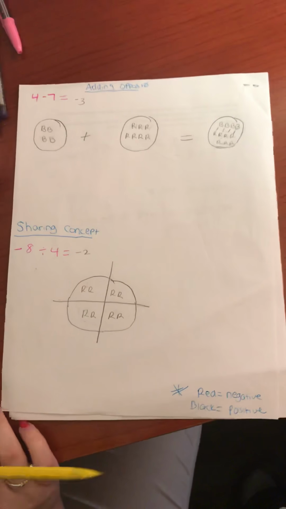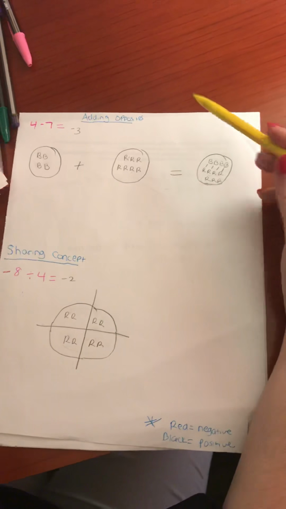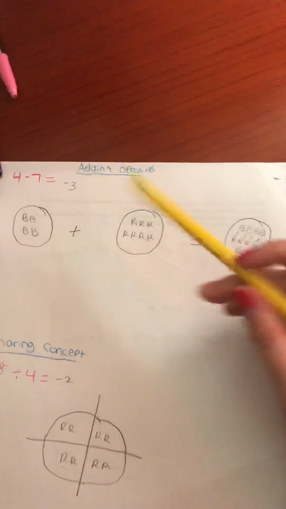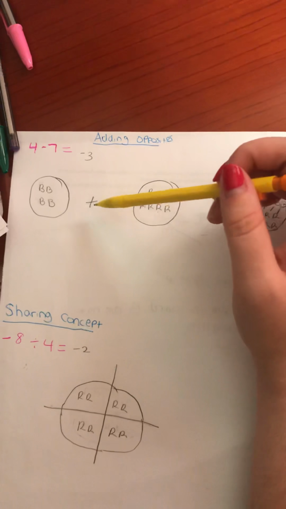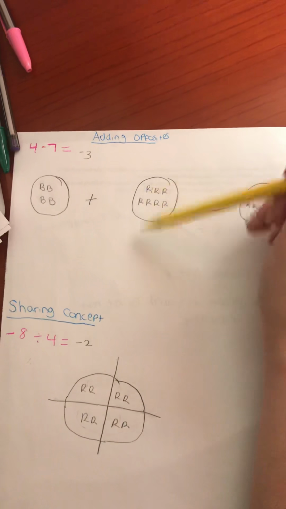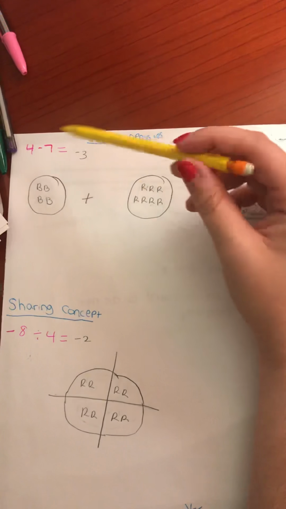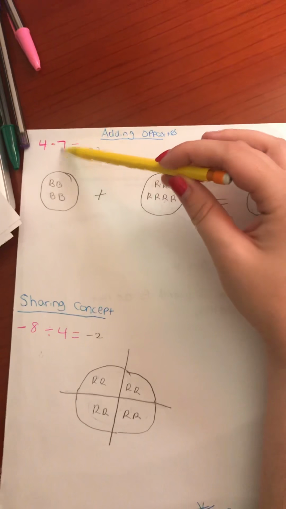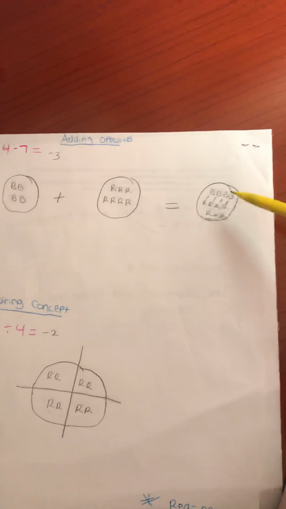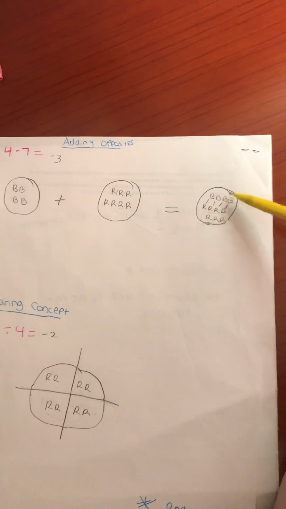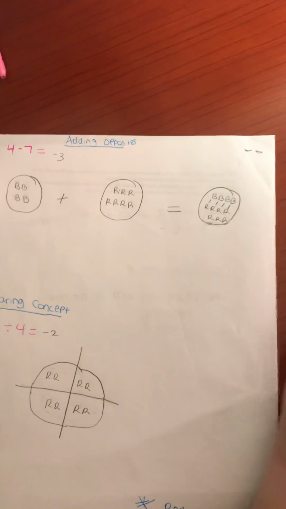As a review, with the adding opposites model, you always change the sign. My sign here was subtraction, so I changed it to addition. Then for the second circle, you change the sign as well, so since it was +7 up here, it becomes -7 here. Then to get the answer, you bring all of your chips over and you match them to each other.